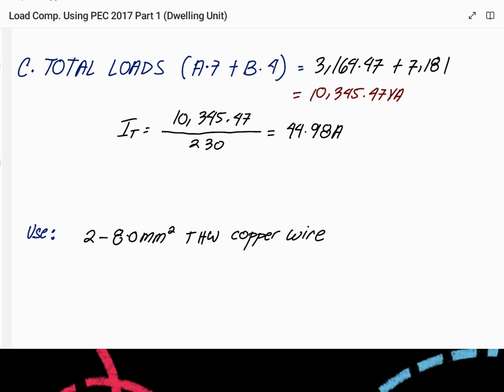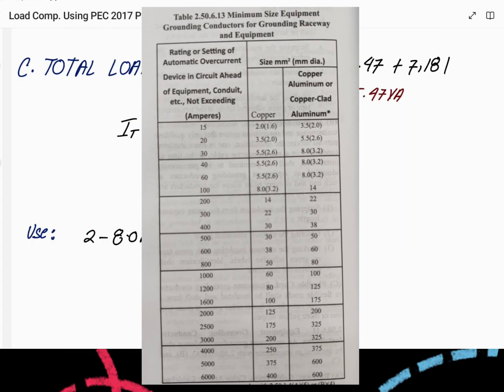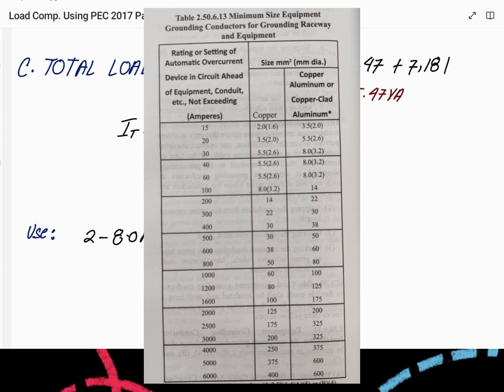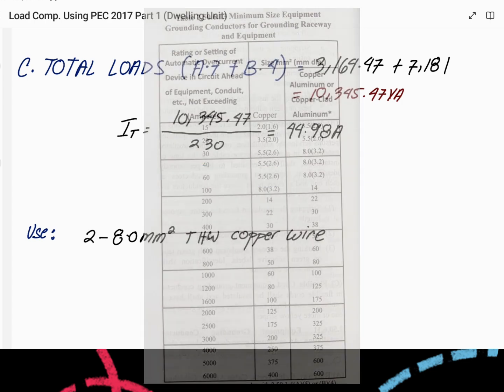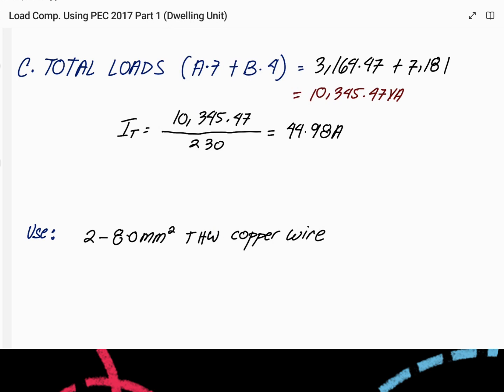for our feeder. Now for the grounding, let's refer to the table 2.50.6.13. The closest and higher than the 44.98 amperes is 60 amperes, which is the 5.5 square millimeter copper wire. Therefore, we will use 5.5 square millimeter THW copper wire for grounding.